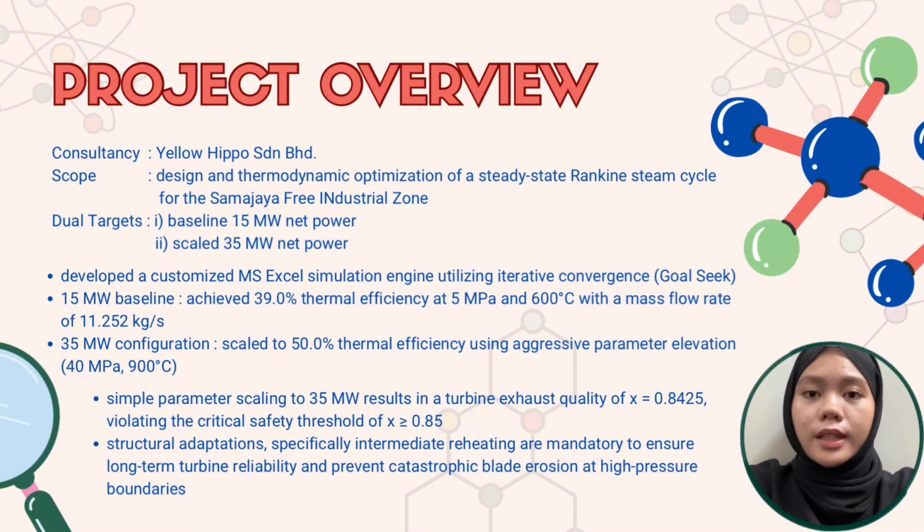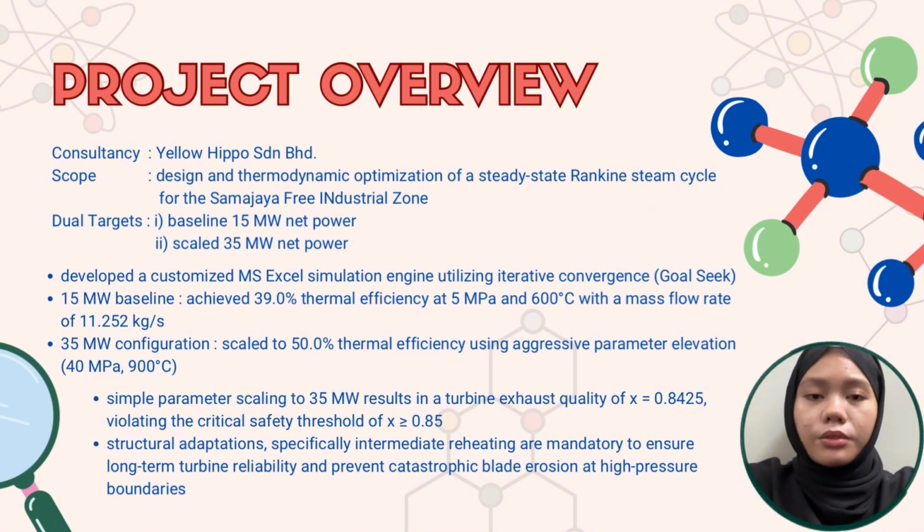In response to rising energy demand and the urgent need for industrial energy efficiency, this project presents a comprehensive thermodynamic design and optimization of a steady-state Rankine steam cycle conducted by Yellow Hippo's company. The system is tailored to meet the utility requirements of a specific industrial client in the Samajaya Free Industrial Zone, Kuching, using a customized Microsoft Excel computational model framework utilizing iterative convergence logic.